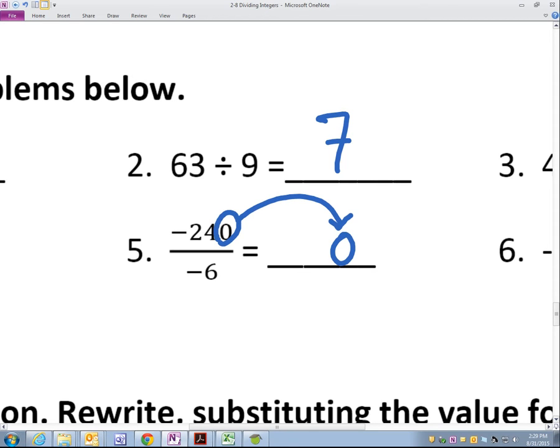Okay. We're gonna finish this first. So we're going to take that 0 and put it into the end. We know it's going to be positive, and all I have to do now is just 24 divided by 6, which is 4. And the answer is 40. Good.